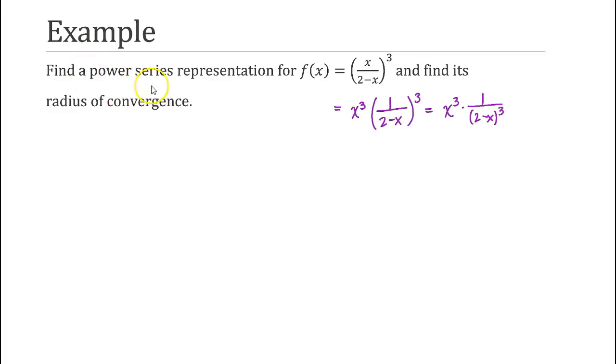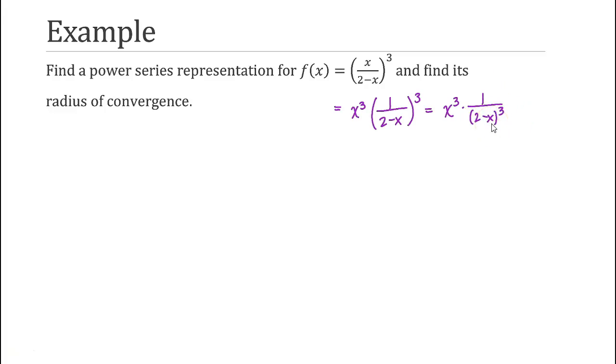Now what we're going to do to find this power series representation for this whole function is think about it as these two separate pieces, and really just find a power series representation for 1 over 2 minus x cubed and then multiply it by x to the third. So our goal is to find a power series representation for this second part, 1 over 2 minus x cubed. And to do that, we're going to think about how it is the derivative, or actually the second derivative, of 1 over 2 minus x.